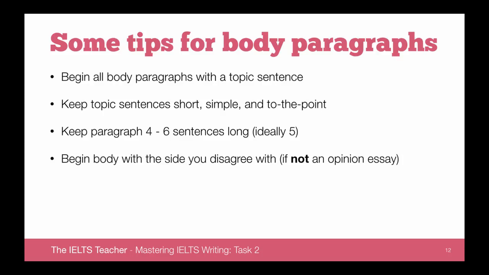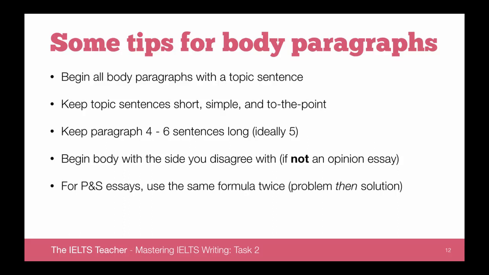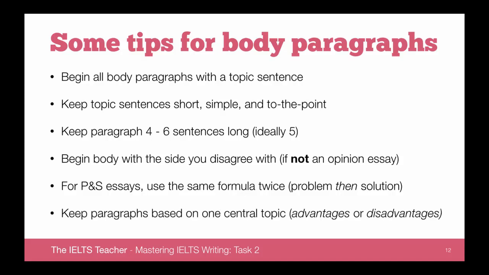Now, when you write a discussion opinion essay, make sure to begin the body with the side you disagree with, unless it's an opinion essay, and then you do not need to balance your opinion. For problem and solution essays, use the same formula twice: 3 sentences about the problem, 2 sentences about the solution and result. Finally, try to keep paragraphs based on one central topic, whether it's advantages or disadvantages. One supporting point for your opinion, and then another supporting point for your opinion.